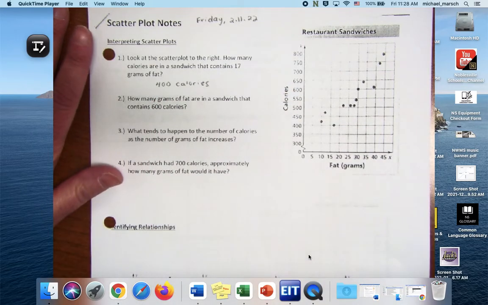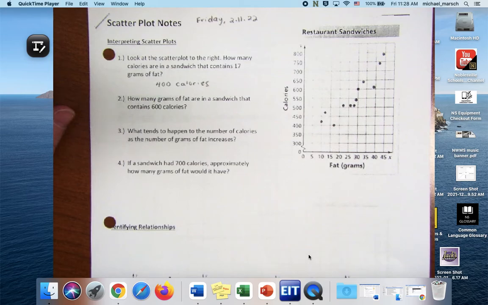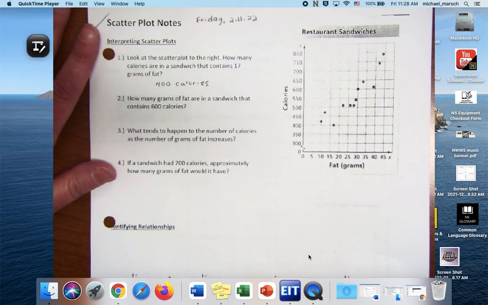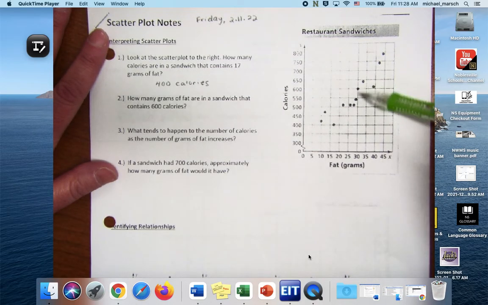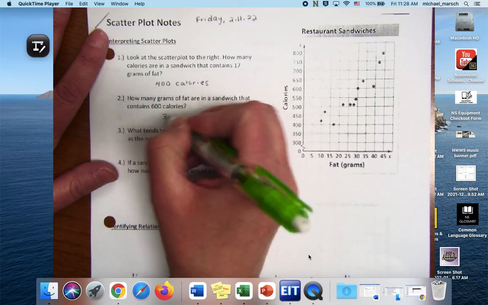Excellent. How many grams of fat are in a sandwich that contains 600 calories? 30. Because if you go over to 600 and it stops right here, that's at 30 grams of fat.